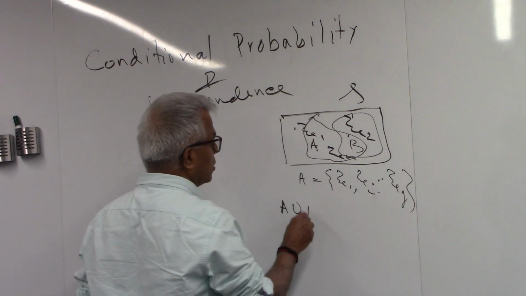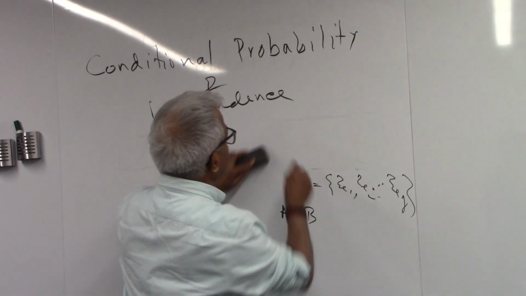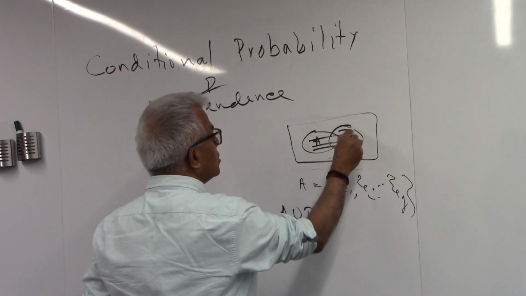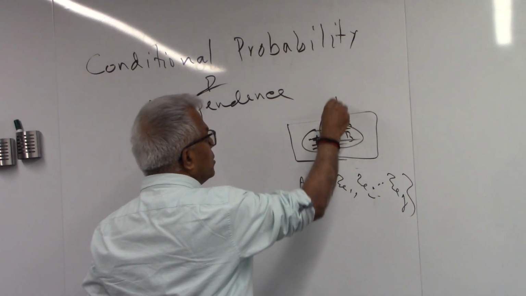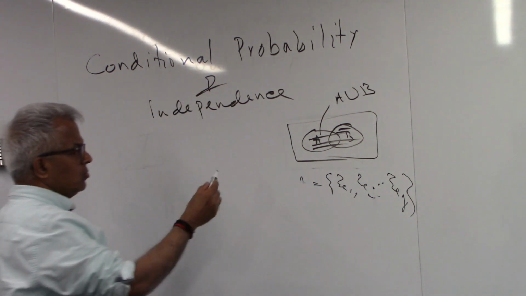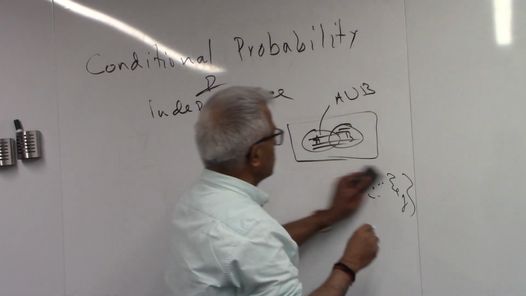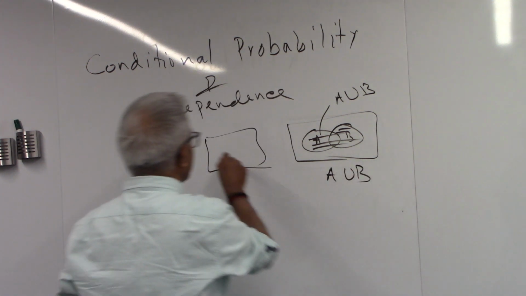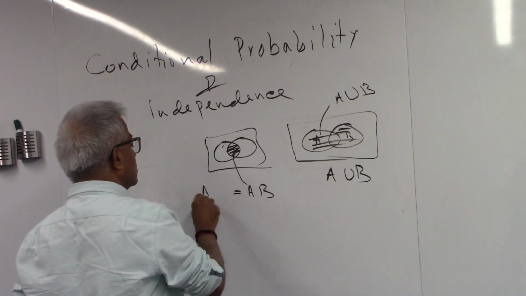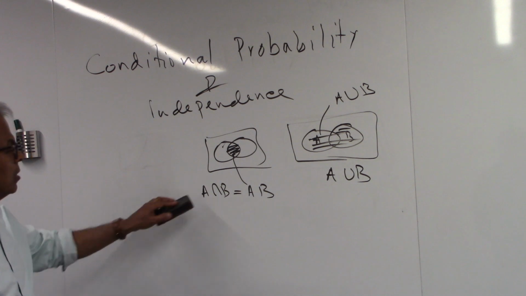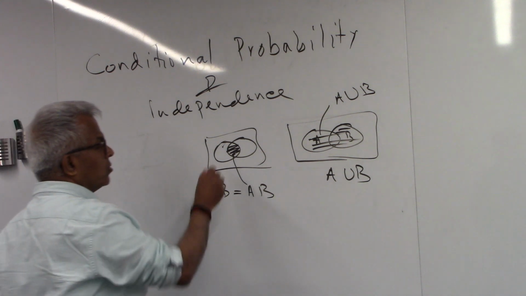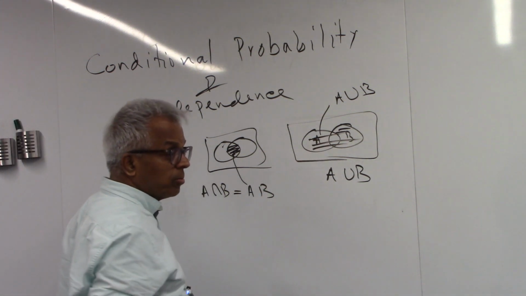Then you have the union. By union we mean, if you have A here and B here, the union is the set of elements that belong to A or B. So that will be A union B. Similarly, A intersection B is the set of elements that belong to both A and B. We denote it this way, or as A intersection B, or simply as AB. So these are the elements that belong to both A and B. This is A or B.